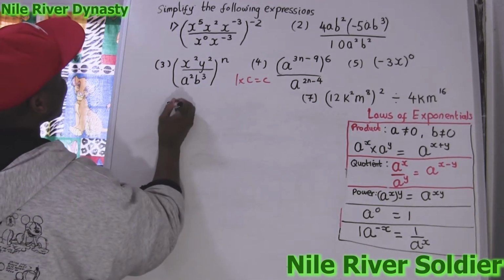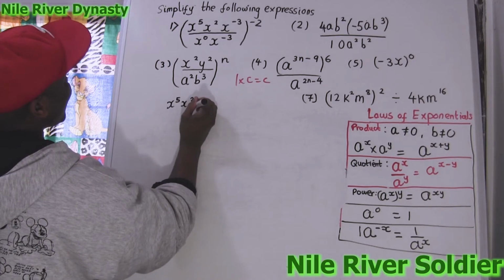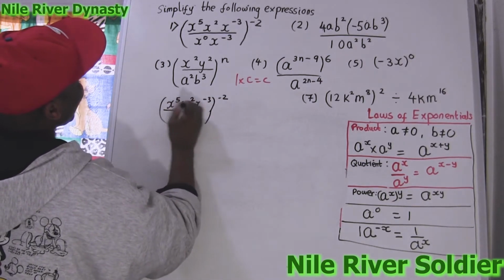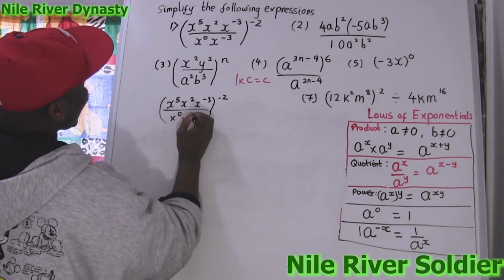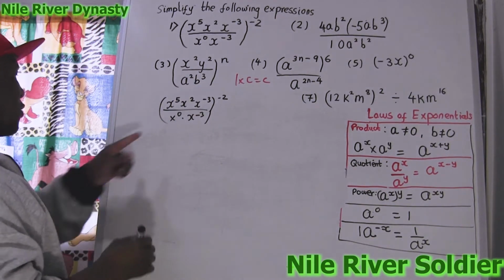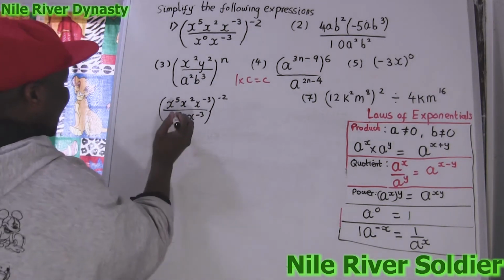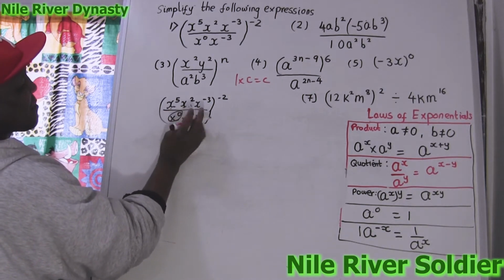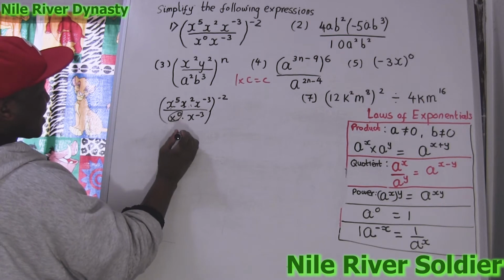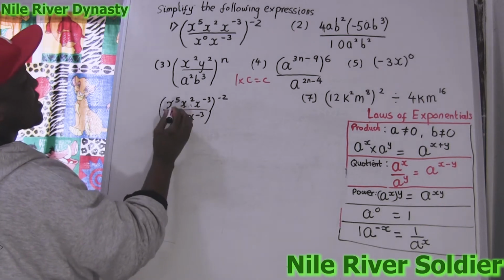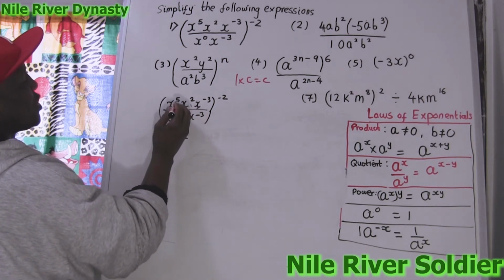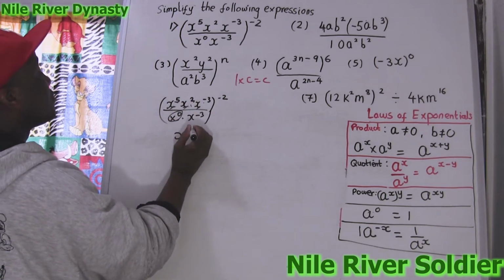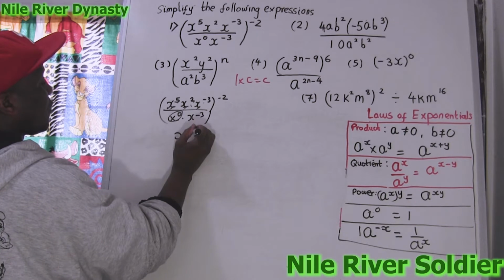Okay, so we have x power 5 and then x squared and then x power negative 3. All these on top are to the power negative 2, and then we have x power 0 and then x power negative 3. So first and foremost, this is equal to 1, because any number to the power 0 equals 1. And on the top here, the bases are the same. If the bases are the same, I can write only one, I don't have to write a lot of them, and then add the power, because these bases are the same. 2 plus 5 plus 2 equals 7. 7 minus 3 equals 4.